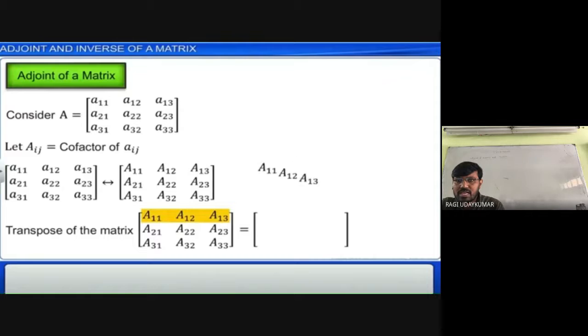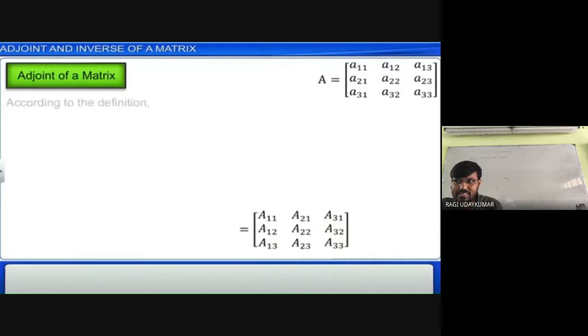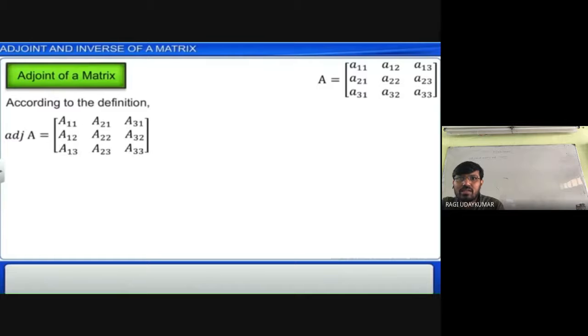Then find the transpose of the matrix. Transpose is nothing but rows and columns being interchanged. Whatever matrix we get after replacing every element with its cofactor, when you interchange the rows and columns, you are going to get one matrix. That matrix is called the adjoint matrix of the given matrix.